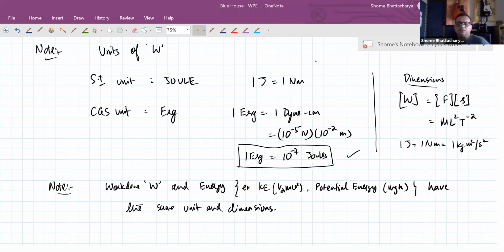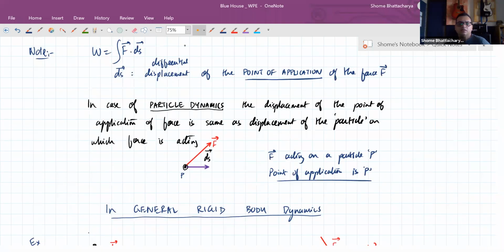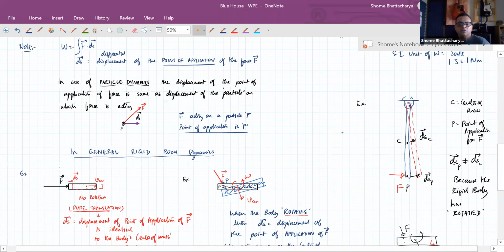Yeah, Srishti, I'll explain the whole particle versus rigid body dynamics. When we are applying a force on a particle, the particle will have the same displacement as the point of application of the force, because a particle is a point mass. Wherever I apply the force on the particle, that is the particle's position. So if the particle displaces from here to here, the point of application of the force also makes the same displacement. There's no difference between the two.